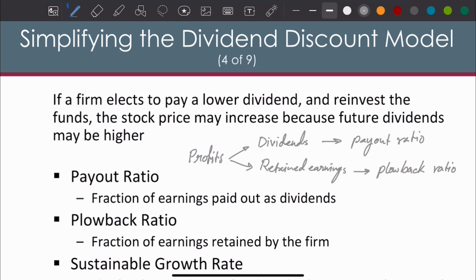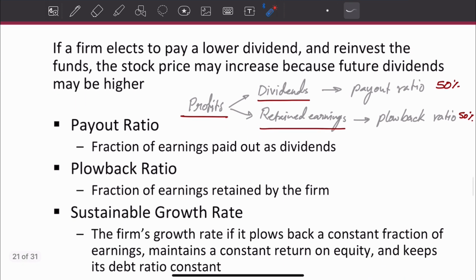All right. For example, a company may decide to have a payout ratio of 50% and a plowback ratio of 50%. In this case, that means they're going to take their profits and give half of it to the investors in the form of dividends, and the other half they're going to reinvest in the business to fund future investments. Okay? So this is basically it right here.